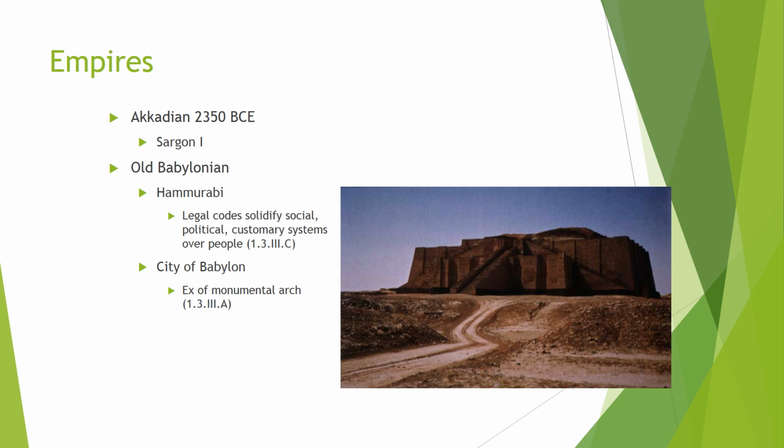1.3 Roman numeral 3.c talks about legal code solidifying those three types of systems where a ruler is over the people. Hammurabi's code is a great example of that, and if you look at examples of Hammurabi's code, you will see what kind of rigidity I'm talking about. One of the classic examples we used to teach is the eye for an eye code. You do something that makes somebody lose an eye, if you're found guilty, that means your eye typically is taken from you.